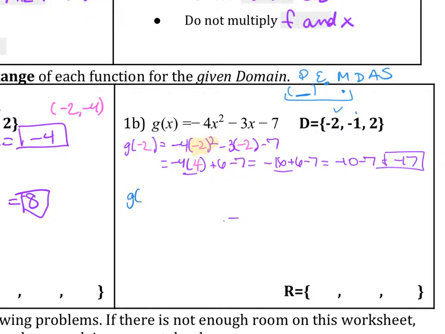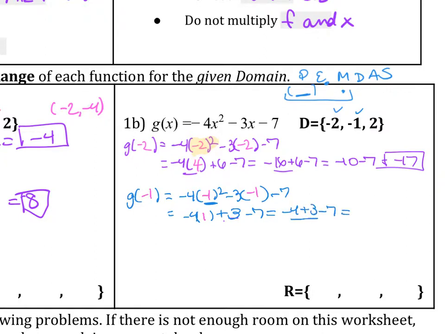Let's do g of negative 1. So it's negative 4 times negative 1 squared minus 3 times negative 1 minus 7. So we square first, so that becomes a positive 1. And then negative 3 times negative 1 becomes a positive 3, and then minus 7. So this is a negative 4 plus 3 minus 7. Negative 4 plus 3 is negative 1 minus 7, or our final answer is a negative 8.